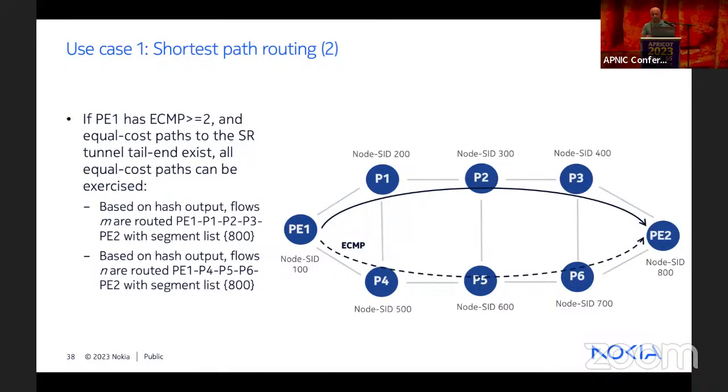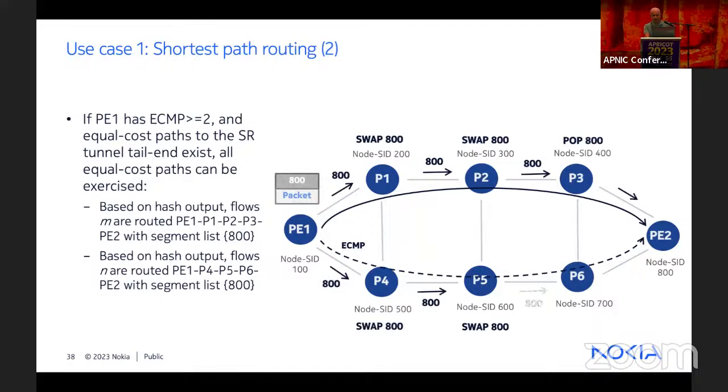So in this case here, you can exercise both of the paths, right? The top path of the network and the bottom path of the network. So what would happen is packets would come into PE1, and they get hashed based on some sort of algorithm, which is typically implementation dependent, right? So it'll output a hash value, and as a result, it will either go the top path or the bottom path. So top path, identical to what we had before, bottom path, yeah. So this is simple stuff.